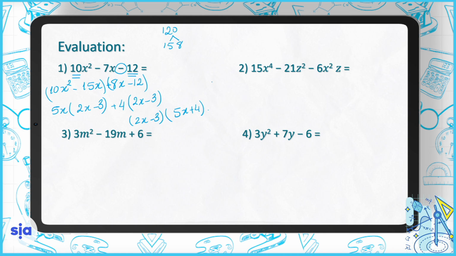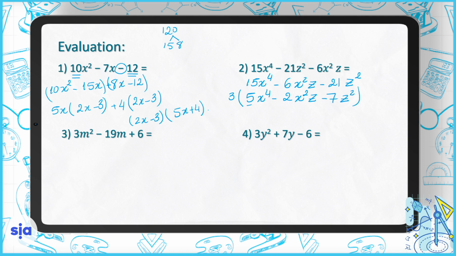Question number 2, we have to arrange them first, so it's 15x power 4 minus the 6x squared z minus the 21z squared. After that, we can see here that there is 3 as a highest common factor, so it's 5x power 4 minus 2x squared z minus 7z squared.